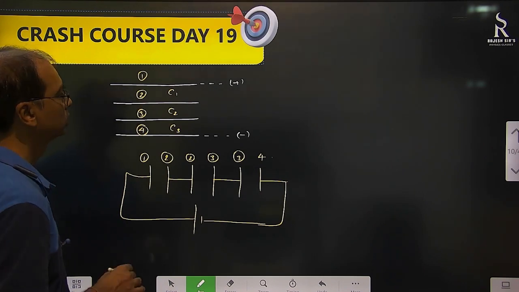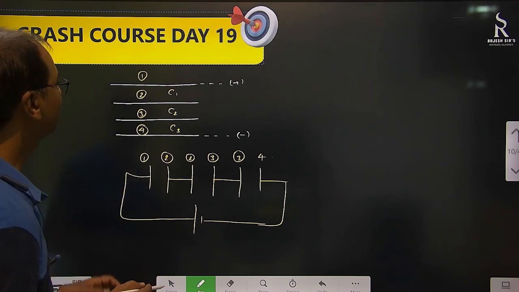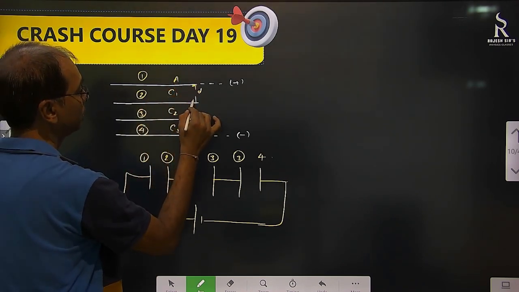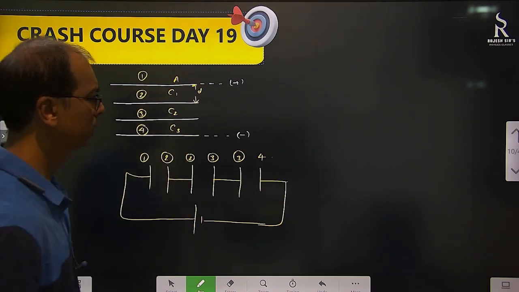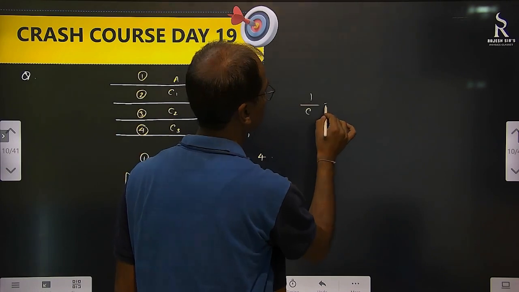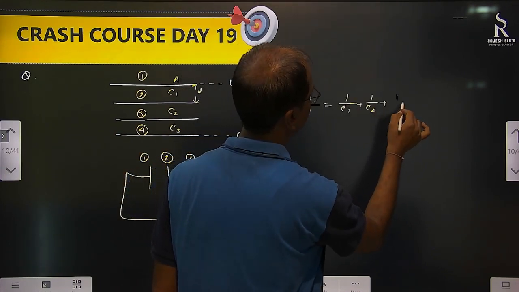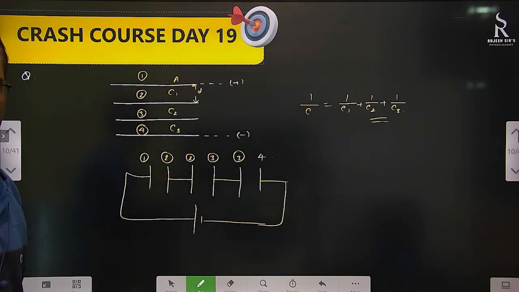Correct. So what it will be? 1 by C equal to 1 by C1 plus 1 by C2 plus 1 by C3. Sometimes they will give you area is A and separation is D. So okay, fine. C1 and C2 and C3 value we have. We'll put in this one. So here is what? 1 by C equal to 1 by C1 plus 1 by C2 plus 1 by C3. Right. Let's move ahead.